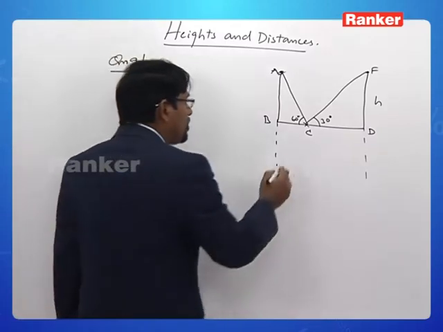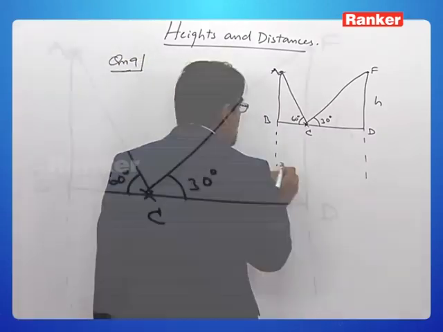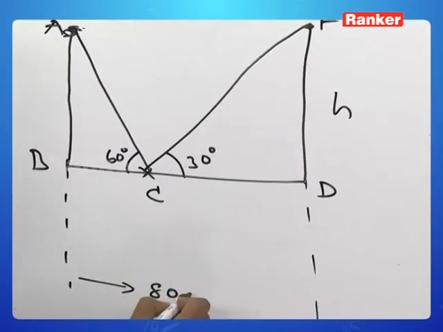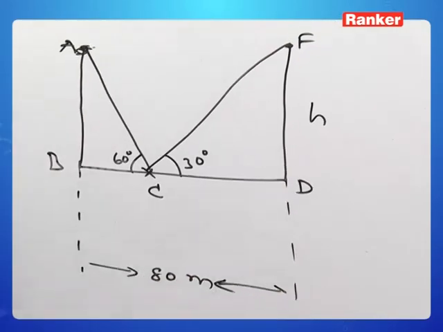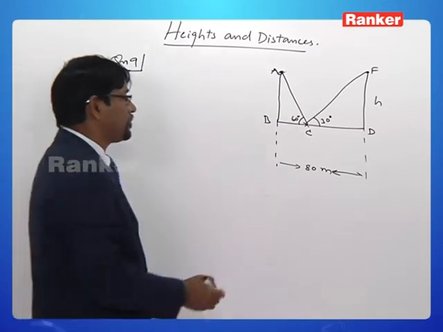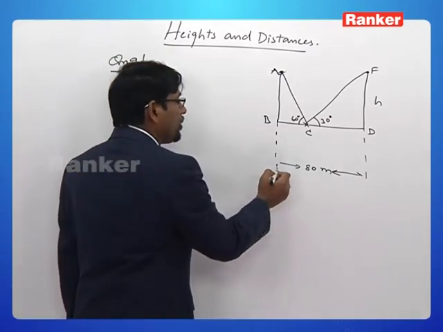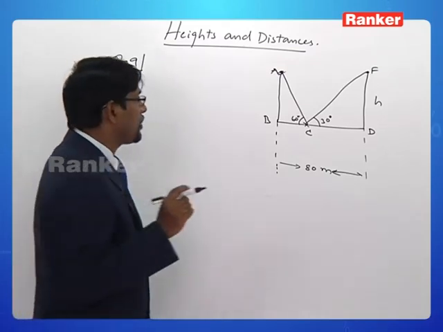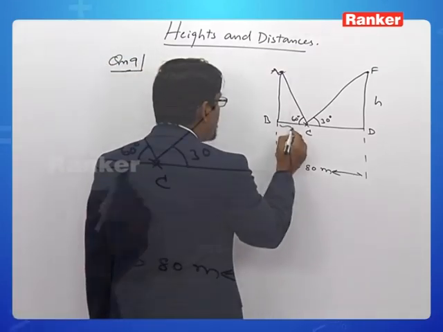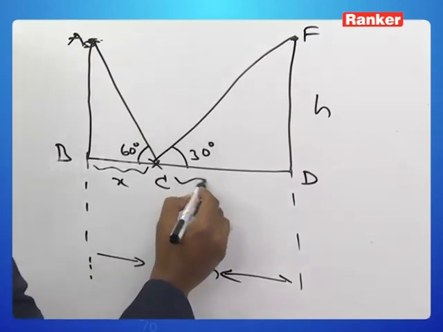Now the breadth of this road is 80 meters. This is the road, the width of the road is 80 meters. Let's call this length x. This will be 80 minus x.